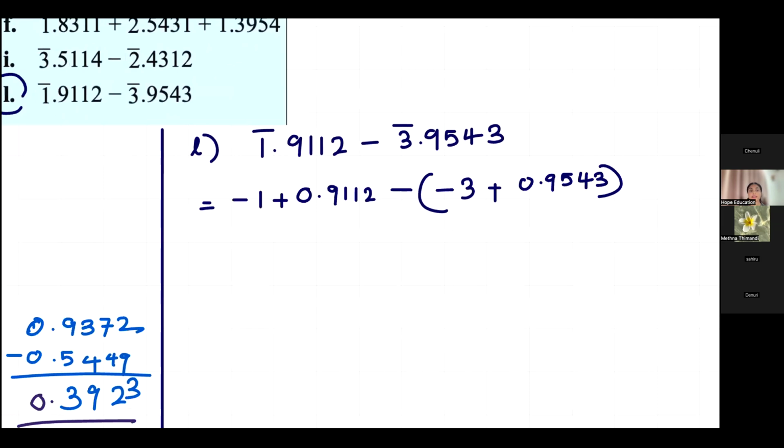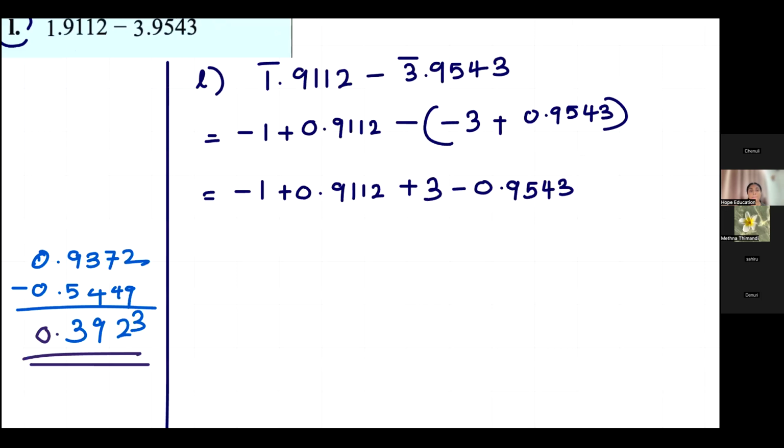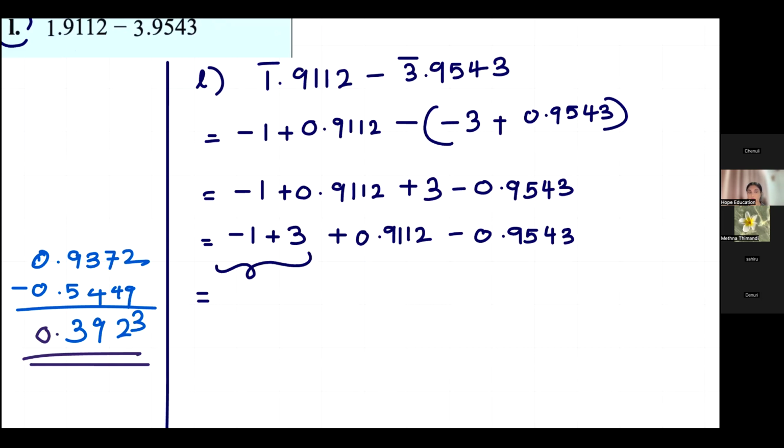Okay, we'll simplify the brackets. Minus times minus is plus 3. Minus times plus is minus 0.9543. So characteristics I will write together: here minus 1, here plus 3. And mantissa 0.9112 minus 0.9543. So minus 1 plus 3, that is plus 2. Now I have to simplify these two.